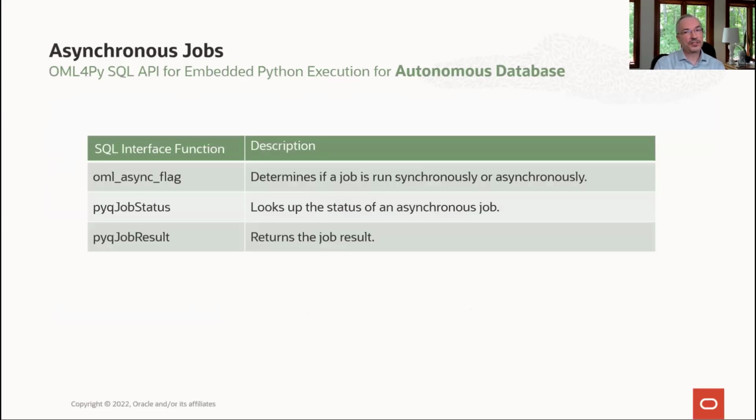Now, an added feature of embedded execution on autonomous database is the ability to have asynchronous behavior. In this case, using the SQL or REST APIs, you can kick off a job to run and then check its status, and when completed, retrieve the result from your UDF, what it produced. And we'll see an example of this in the demonstration.